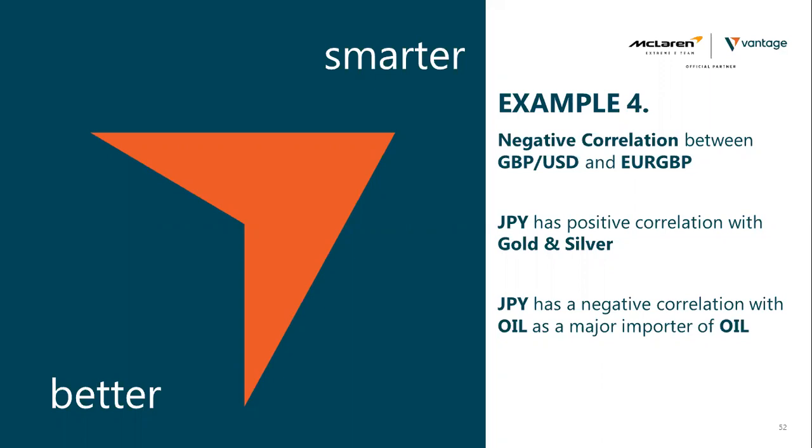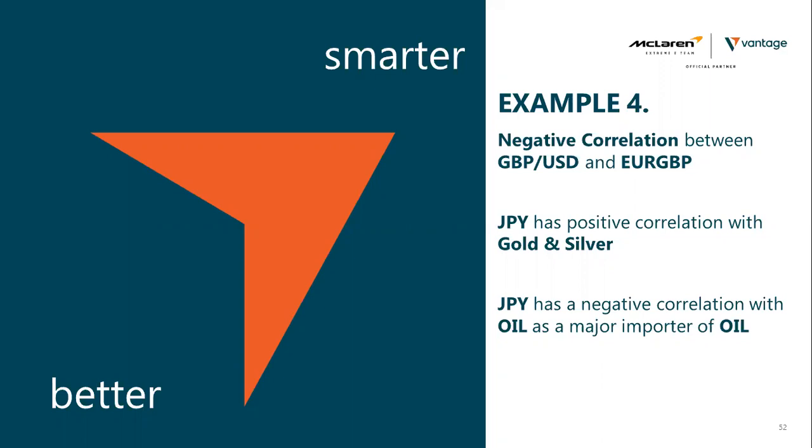That's how it is. Then JPY has a positive correlation with gold and silver. JPY also has a positive correlation with gold and silver. Very important. JPY has a negative correlation with crude oil because it's a major importer of crude oil.